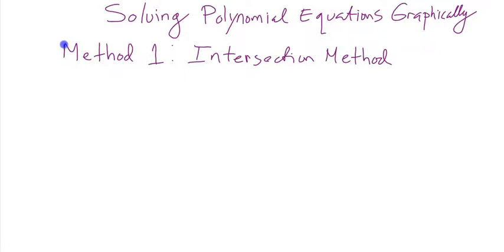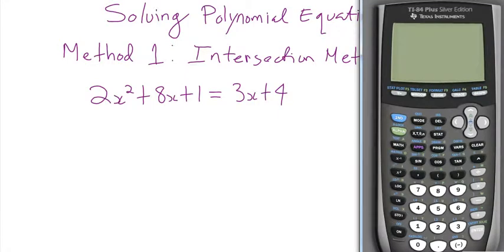So if we have an equation that looks like this, 2x squared plus 8x plus 1 is equal to 3x plus 4, then here's what we do. We get out our calculator, turn it on, and go to y equals. In y1, we're going to put the left side of the equation, 2x squared plus 8x plus 1, and hit enter or down arrow. And in y2, we're going to put the second side, 3x plus 4.